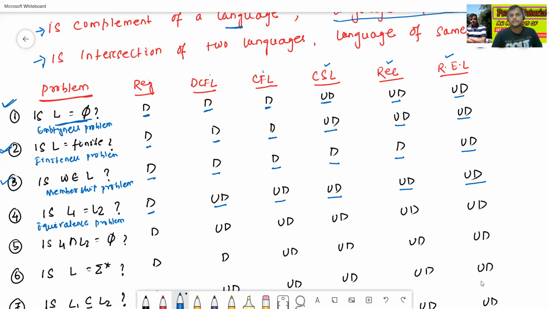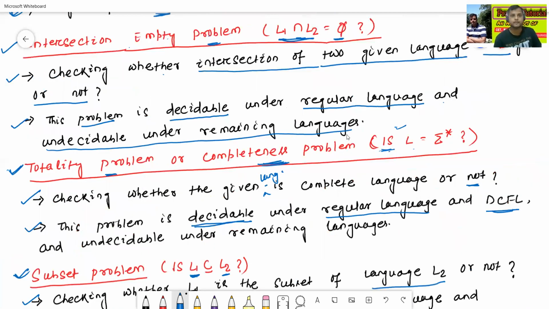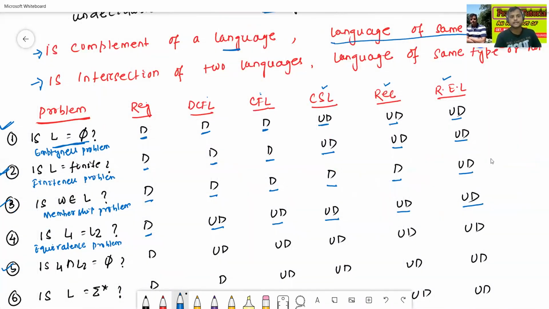Okay, next we'll see the fifth one: is L1 intersection L2 equal to phi or not? This is called the intersection empty problem. We have already discussed this problem. The intersection empty problem is decidable under regular language, undecidable under DCFL, undecidable under CFL, undecidable under CSL, undecidable under recursive language, undecidable under REL.